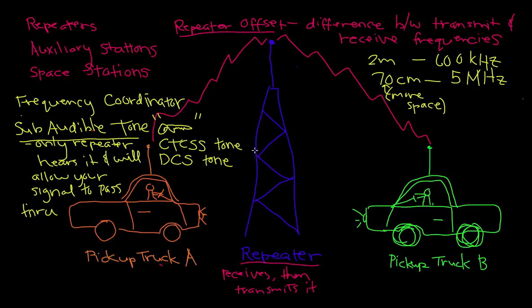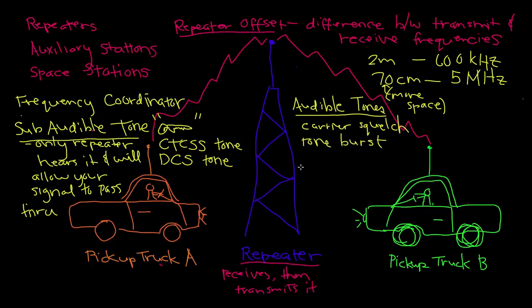Now, I also want to note here, CTCSS, DCS, they're sub-audible. Again, you can't hear them with the naked ear. There are some tones on the test that are audible. There's a carrier squelch tone, there's a tone burst tone, and DTMF tones. Those are not sub-audible tones. They're audible tones. So audible tones include carrier squelch, tone burst, and DTMF.